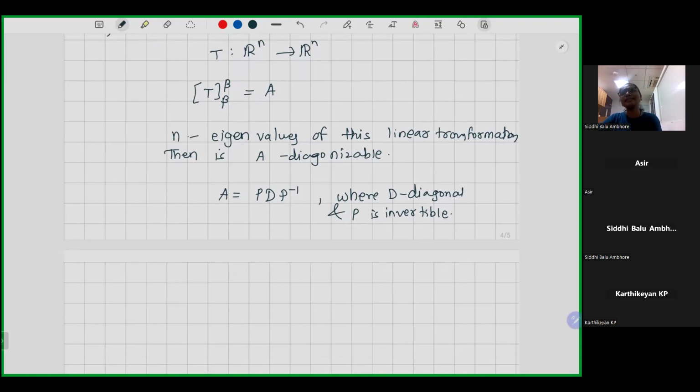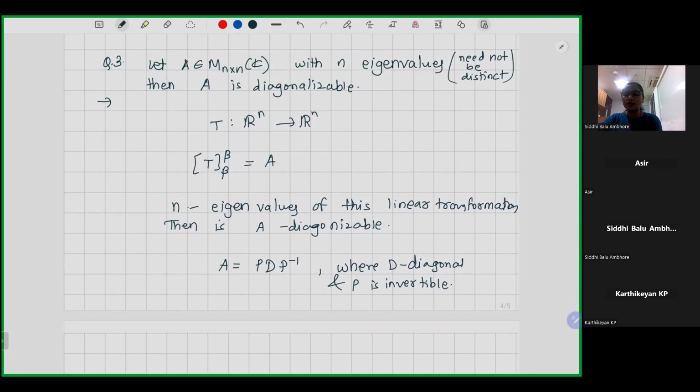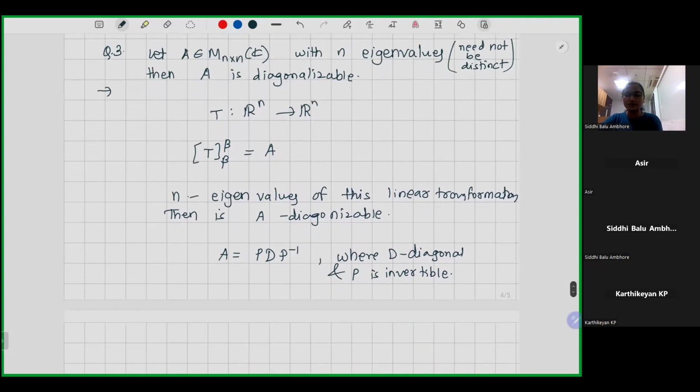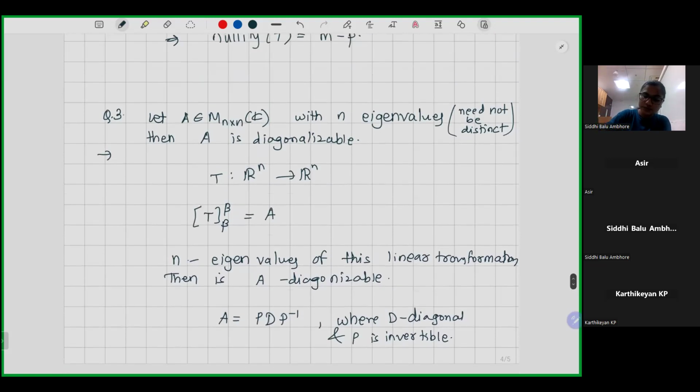Because we know that this doesn't happen. This is not always the case just because it has n eigenvalues, because as sir said, the dimension of the eigenspace need not be equal to the multiplicity of the corresponding eigenvalue. But can you give me an example? So this is false, which is okay.